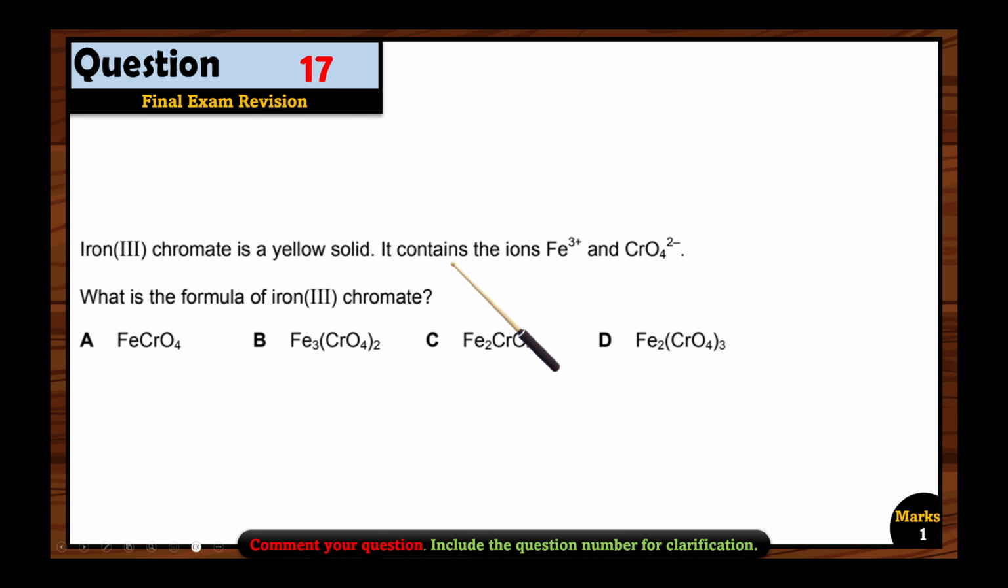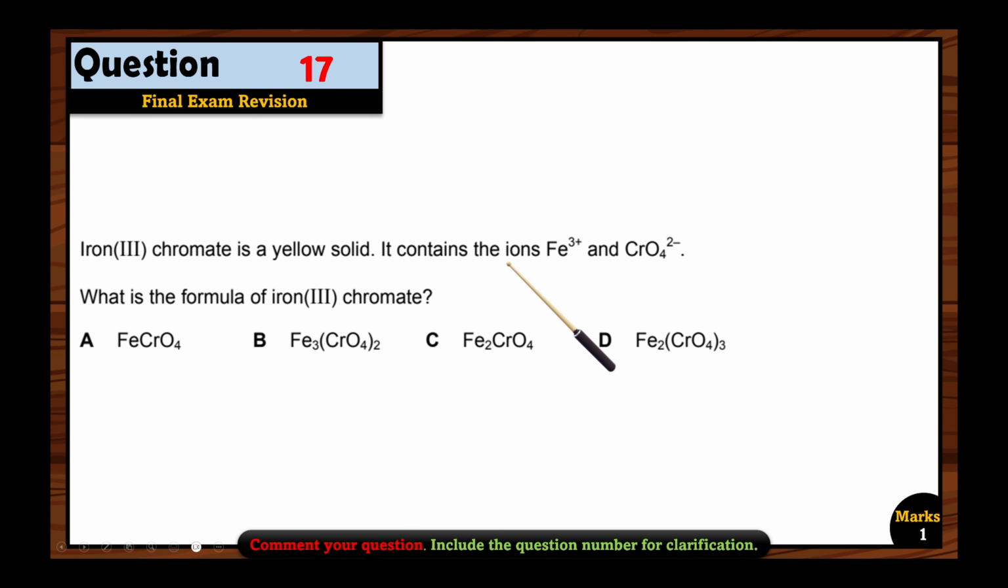Question 17. Iron chromate is a yellow solid. It contains the ions Fe3+ and CrO4 2-. So what is the formula? Simple. You just have to cross them. So now Fe will get 2, right? So Fe2, where can we find Fe2? Yes. So this option or this option can be right.